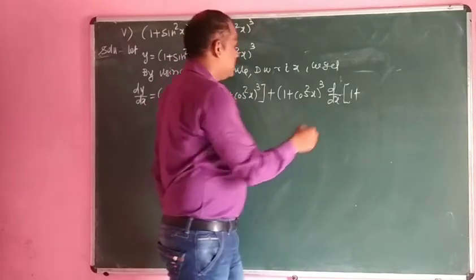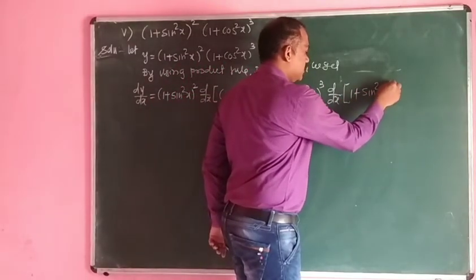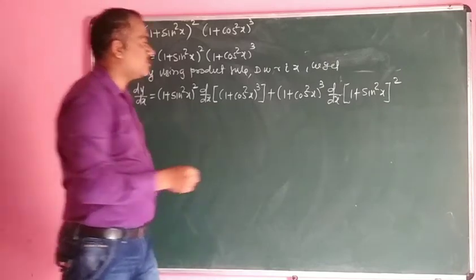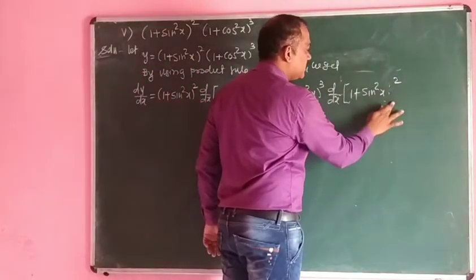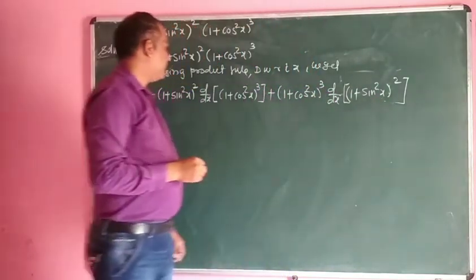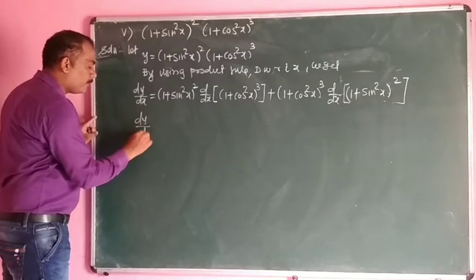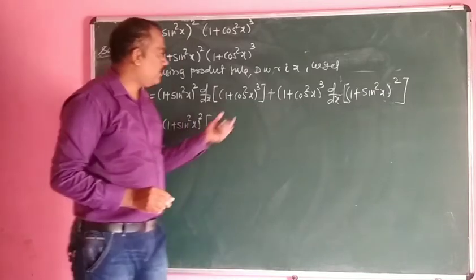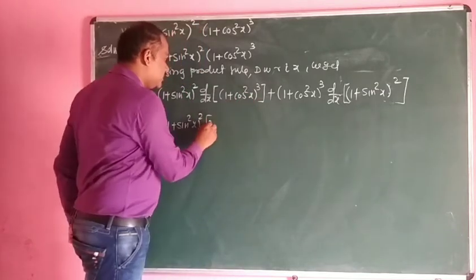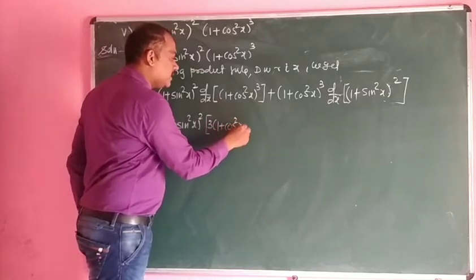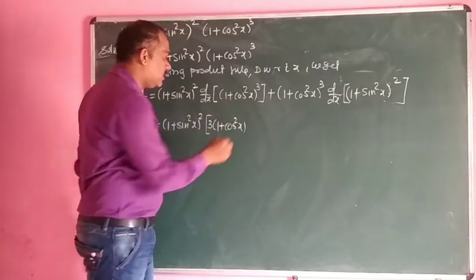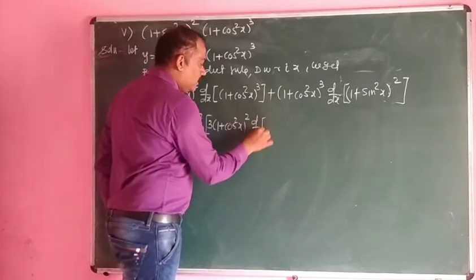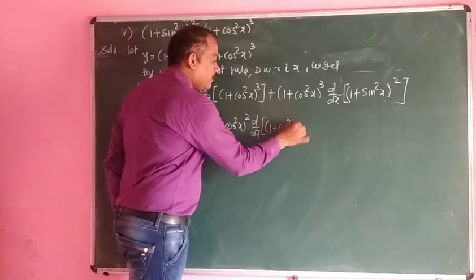[1 + sin²x]². d/dx of [sin²x]². We have to take its derivative so that we can write like this. dy/dx is equal to [1 + sin²x]² into, now here we have to use the power function formula again. We take the power as it is, 3 into [1 + cos²x], from the power we minus 1, that is 3 minus 1, nothing but 2, into d/dx of 1 + cos²x.